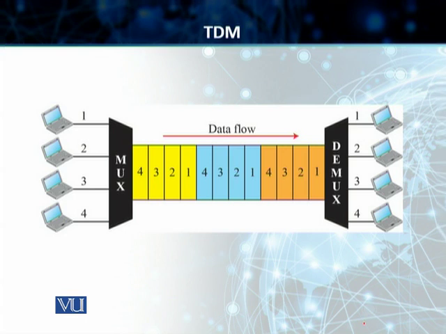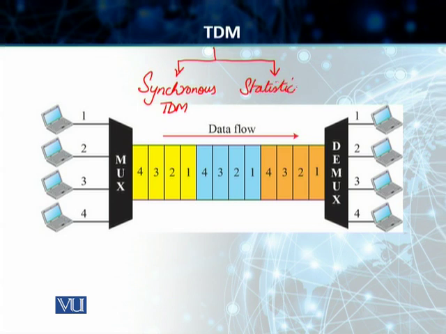Students, there are 2 basic types of time division multiplexing. The first one is called synchronous TDM, and the second one is called statistical TDM. Students, let's go into the discussion of each one of these in further detail.